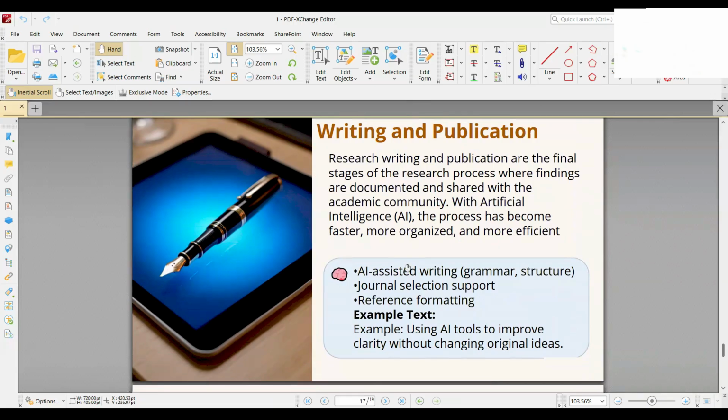Writing and publications. Research writing and publication are the final stages of the research process, where findings are documented and shared with the academic community. Because of artificial intelligence, this process has become faster, more organized, and more efficient.